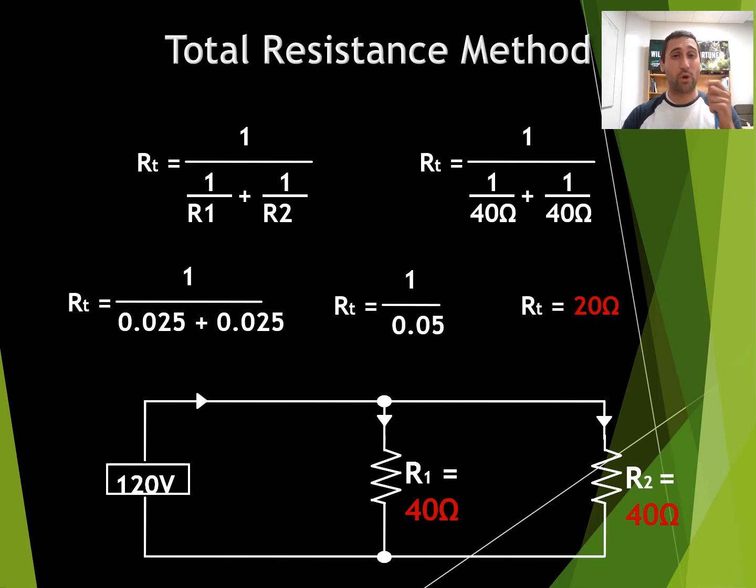And that's key. Your total resistance in a parallel circuit will always be less than any single resistive value in that circuit. So that's an easy check, right? If you're pulling out a total resistance of 60, you probably did the math wrong. It's a really quick, easy way to check that you've done that question correctly.